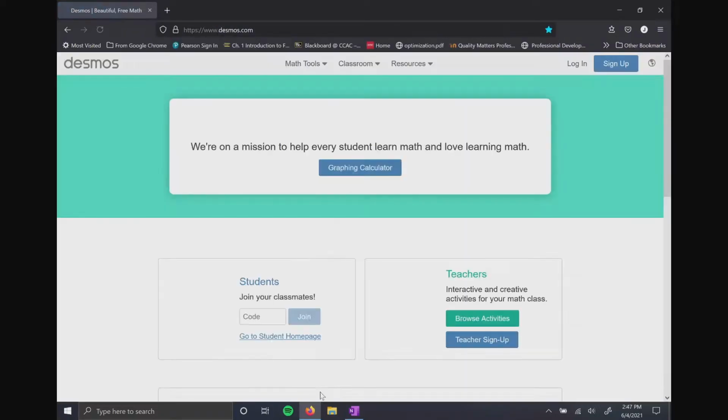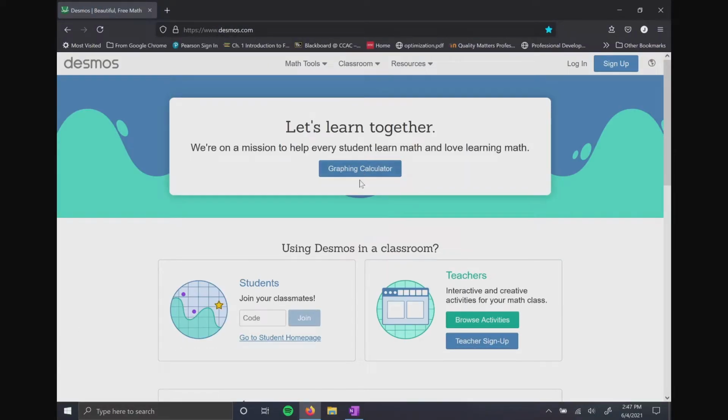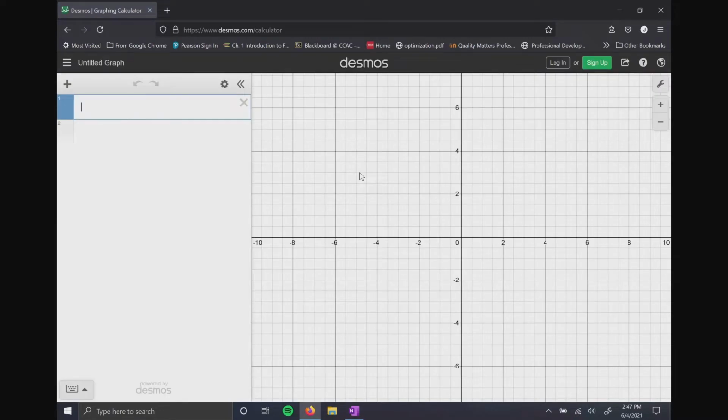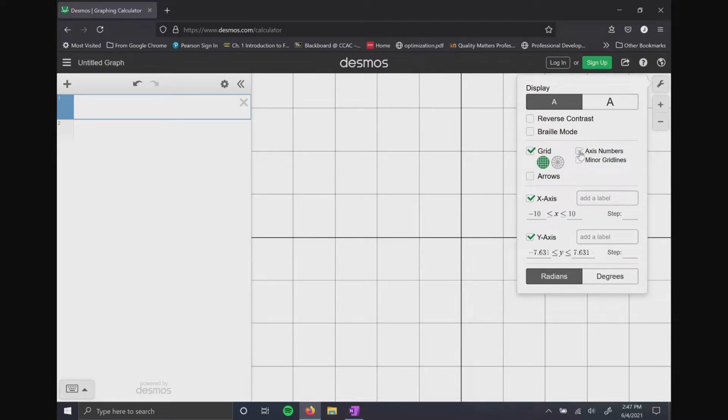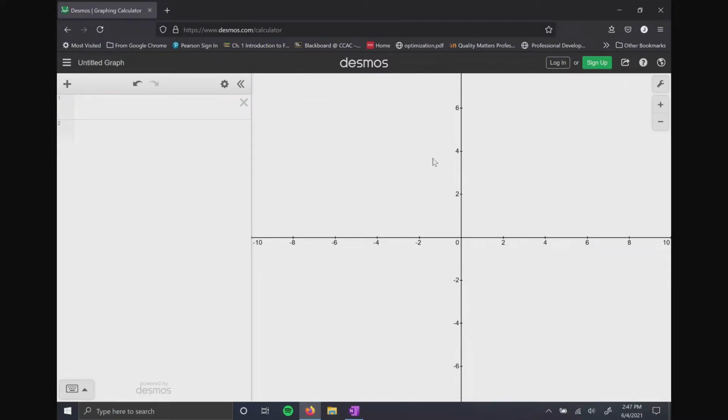Now, Desmos is a free graphing calculator. If you have a graphing calculator like a TI-83 or 84 or whatever, that's great. But if you don't, sweat it not, because you can always use Desmos. It's free. And give me a second here because I hate the way they have the minor grid lines. I don't even want the grid. I just want a nice blank canvas here.